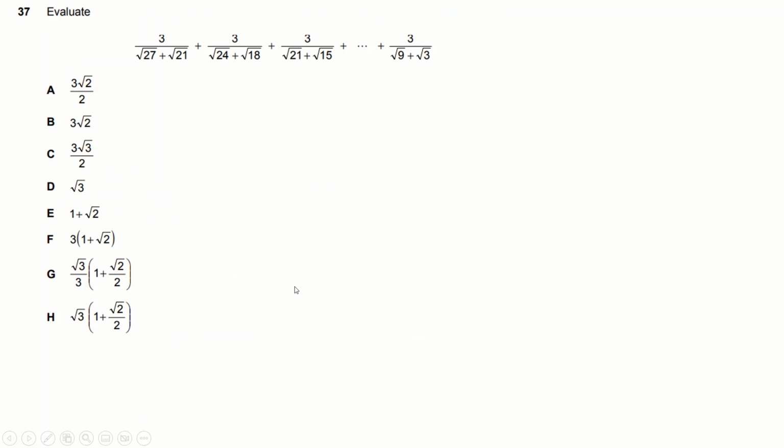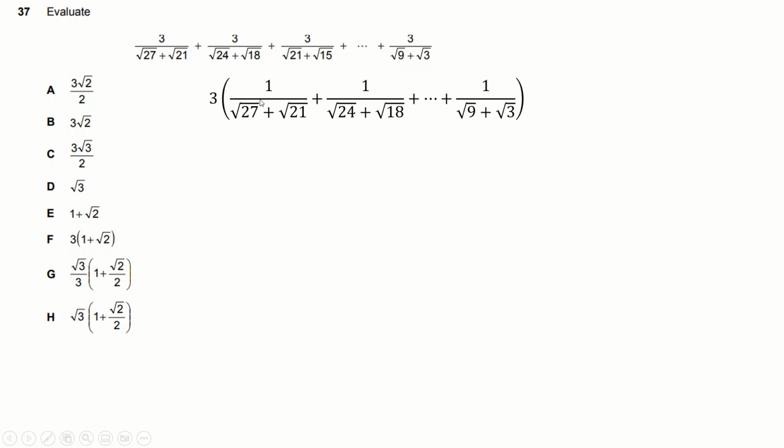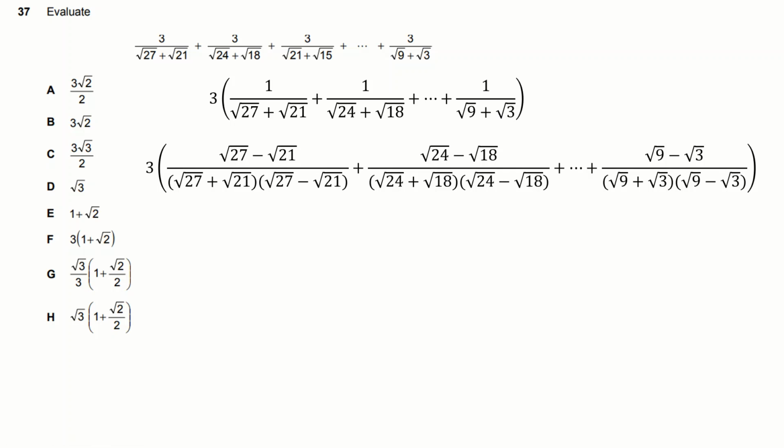Cool. Question 37 is a question that is only for the brave, I think. What I thought was, okay, let's just factorize out that 3 straight away. And now, I think, yeah, I think this is the best way of doing it. You need to be brave enough to just rationalize, or try to, every single one of these terms. So times this one by root 27 minus root 21 over that, this one by this over that, and so on all the way down.